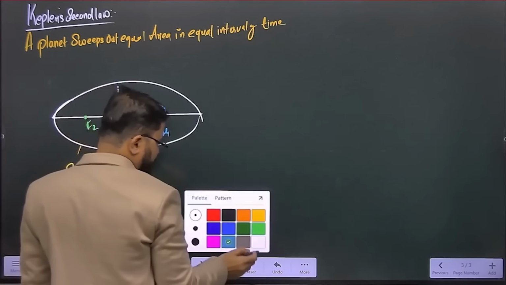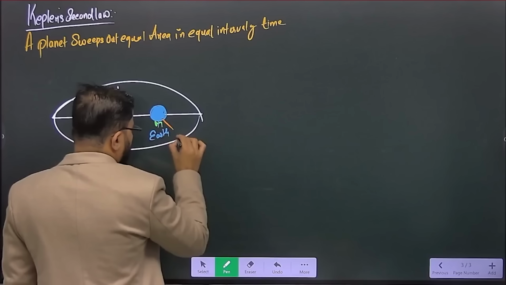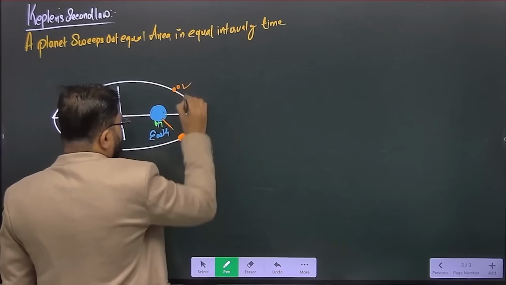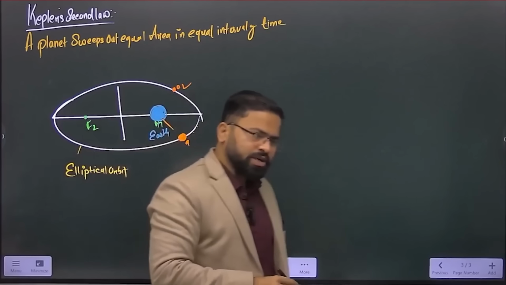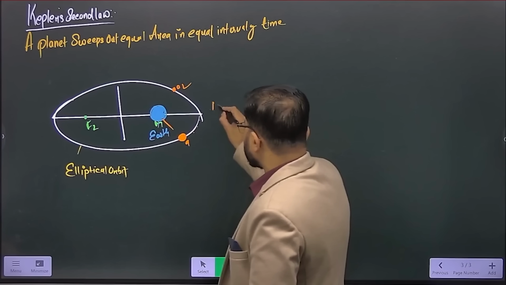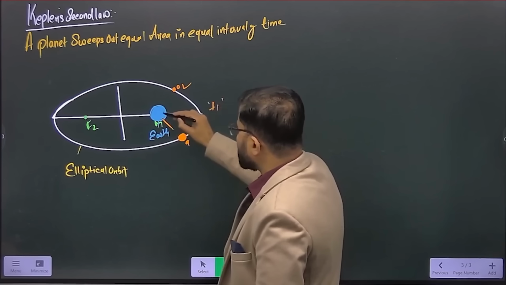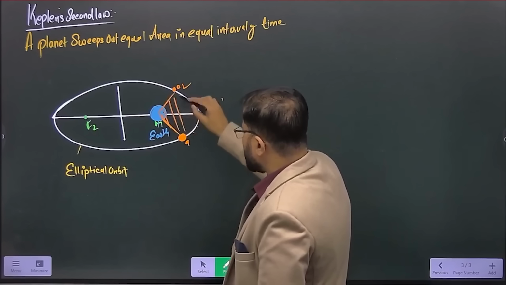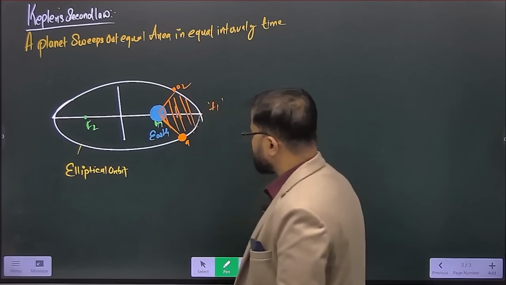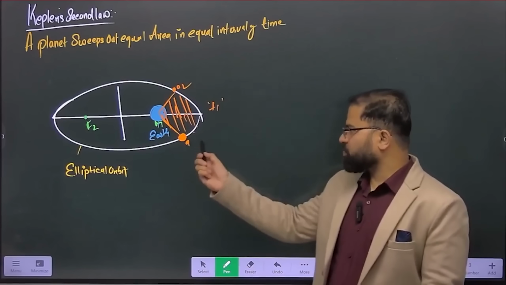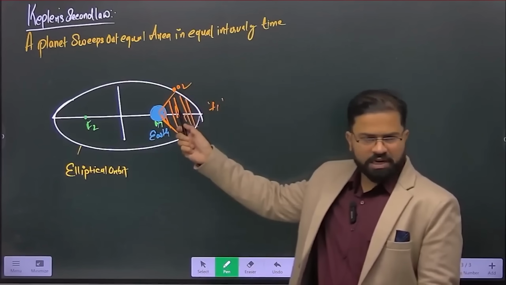And consider a satellite. This is a satellite. It started from point A1 and moves to A2, and it has taken time T1. This is the area that is being covered. Let us consider this area as A1. Clear? The satellite has moved from point A1 to A2, and this is the area that is covered, A1.